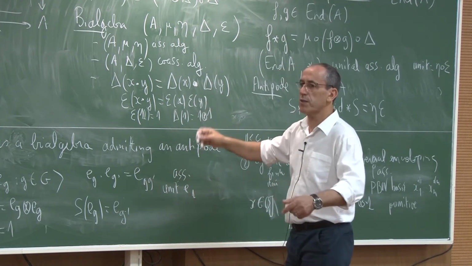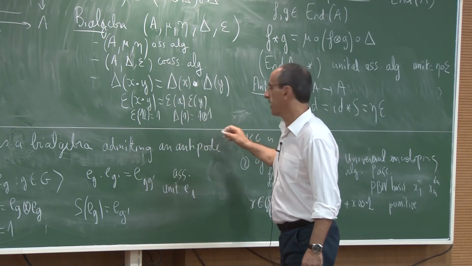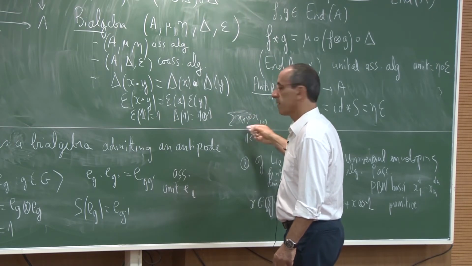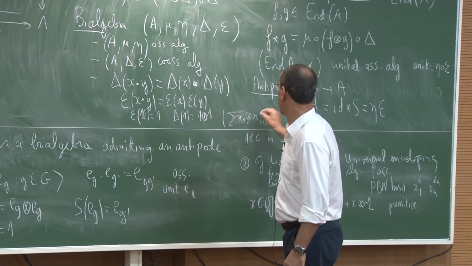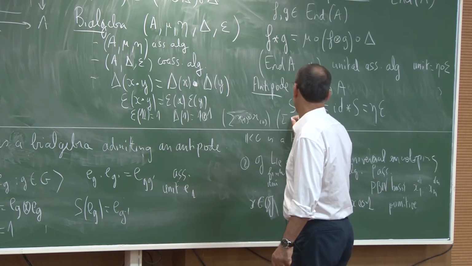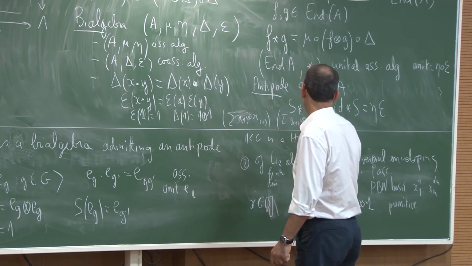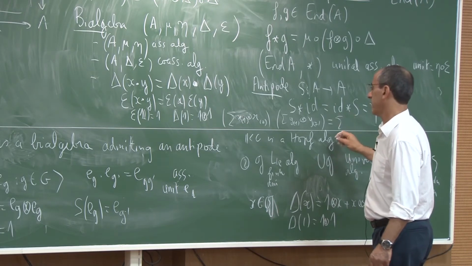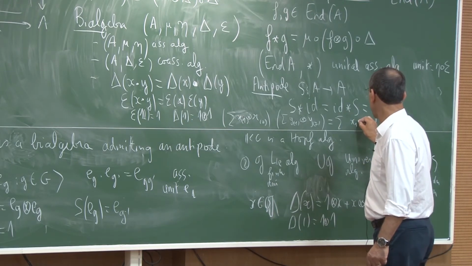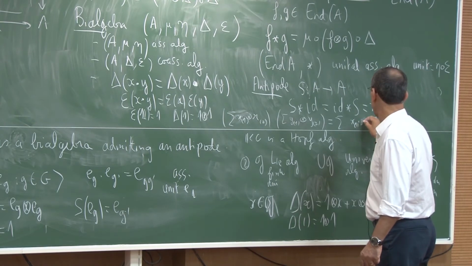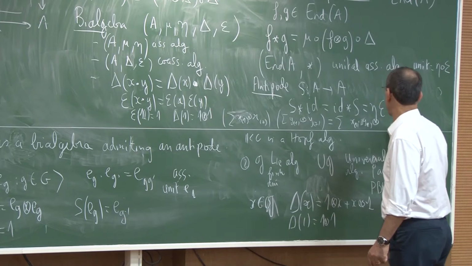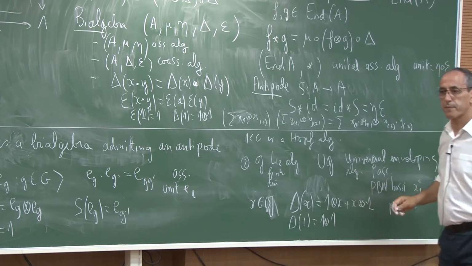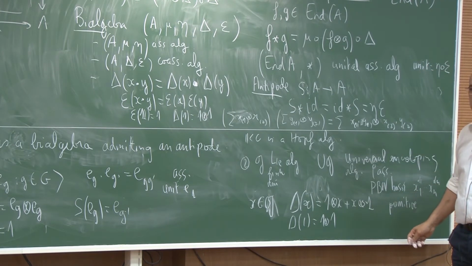Now, usually here we use what is called Sweedler notation. Delta of x is something like this: x1 tensor x2. And if you multiply this by something like y1 tensor y2, what you get is x1 times y1 tensor x2 times y2. This is the usual product in the tensor product.